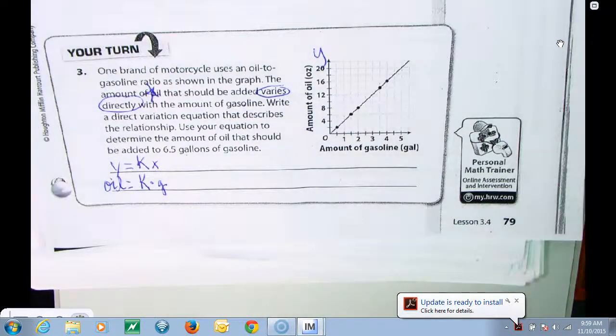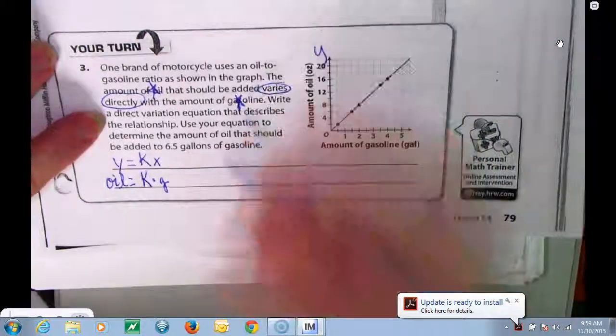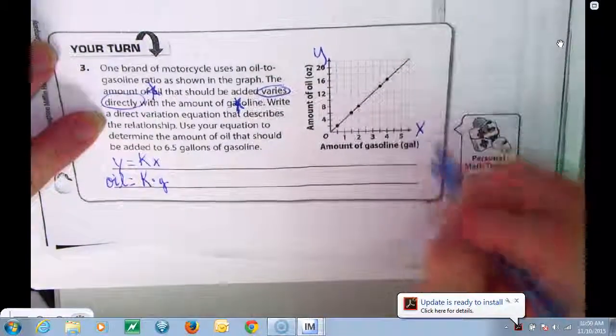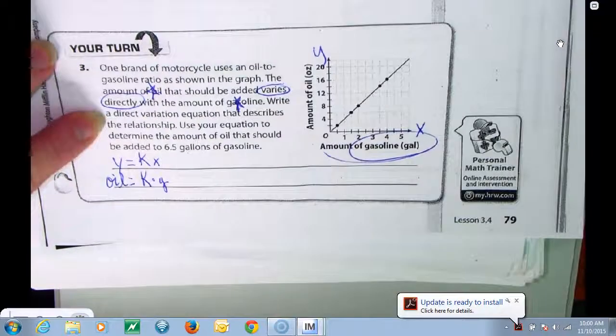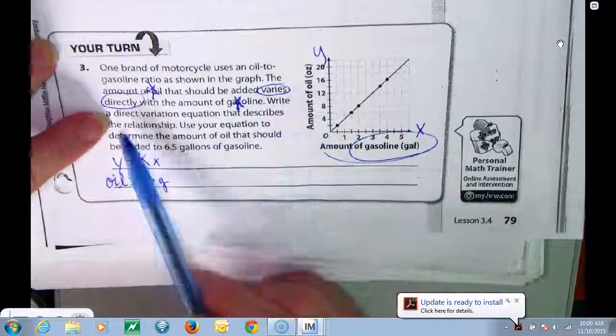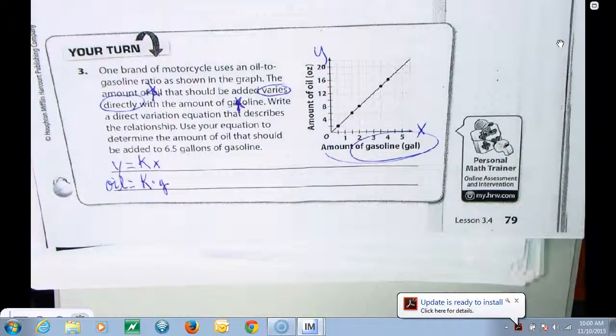They make it super easy for you. They're not even trying to confuse you like sometimes they do. So the gasoline's your X. Look, this is your X. Gasoline's X. Read your graph. Write a direct variation equation. Well, what do we need to write it? The slope, the K, right? The slope, the K, okay?